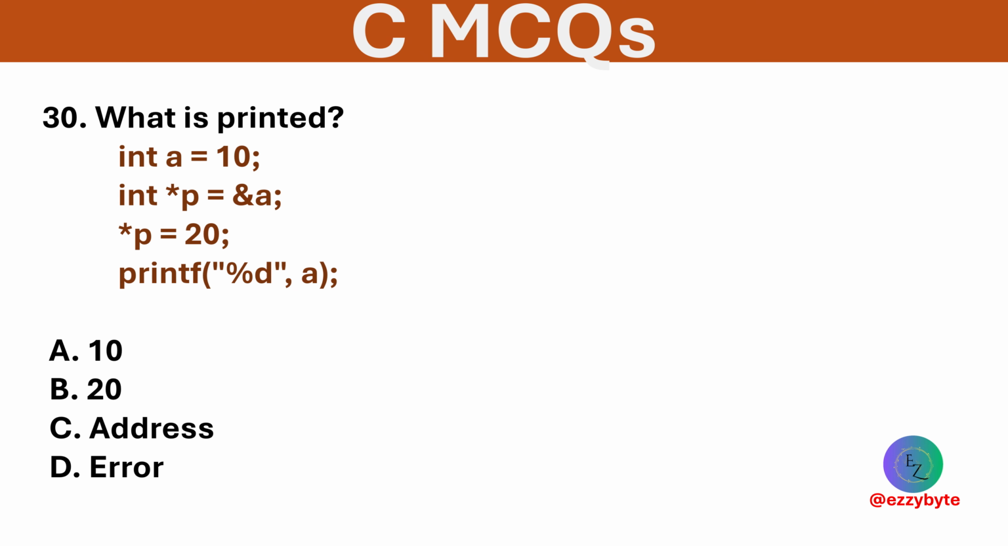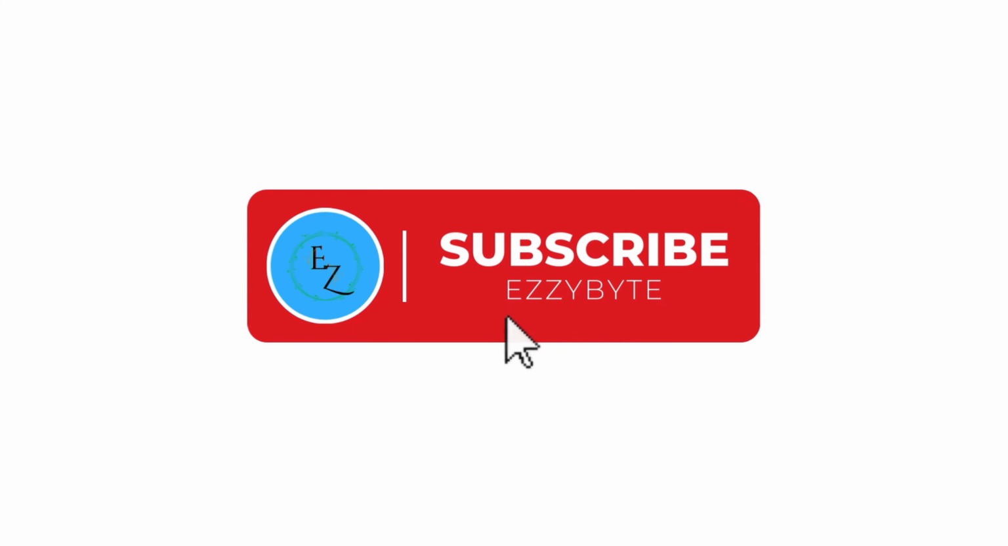What is printed? Options are 10, 20, address and error. Option D is correct. It modifies value via pointer. A becomes 20.